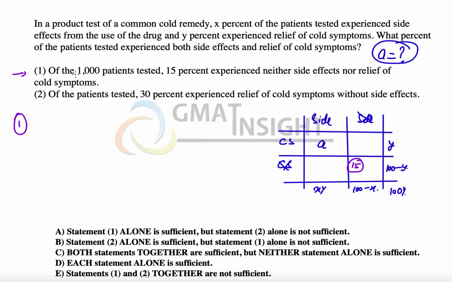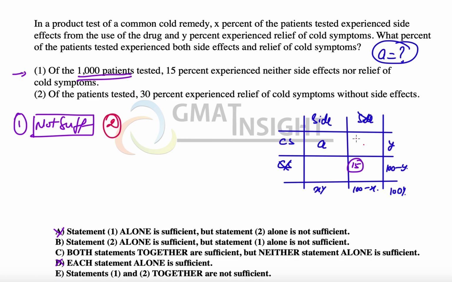Well, that's not sufficient because neither do we know whether 1000 patients is all the patients or not, nor can we calculate all other values because X and Y are still unknown. So therefore we say that the first statement alone is not sufficient to answer the question, and options A and D are out. The second statement here says that of the patients tested, that means now it's talking about the 100% patients, 30% experienced relief of cold symptoms without side effects.